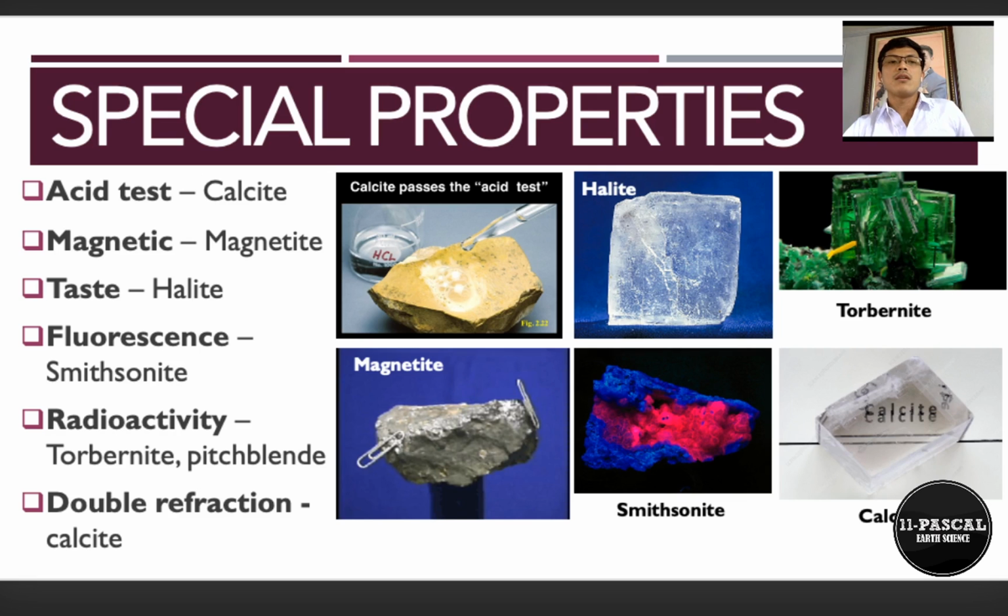This is true to calcite, for example, an aggregate of calcite or rocks made of limestone. If you pour acid, it will create bubbles like this one here. It will fizzle. So next, magnetic. Like this one, an example of that is magnetite. It has the ability to act like a magnet.